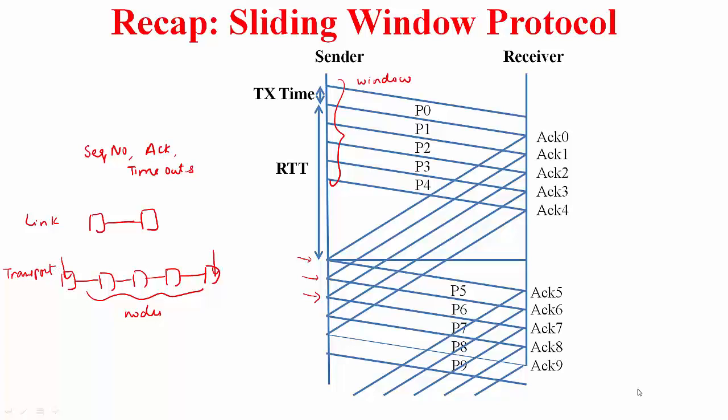So given this, can you think of at least two ways in which the sliding window at the transport layer differs from sliding window at the link layer? I'm not talking conceptually, I'm talking more about what challenges will it pose implementing sliding window at the transport layer.